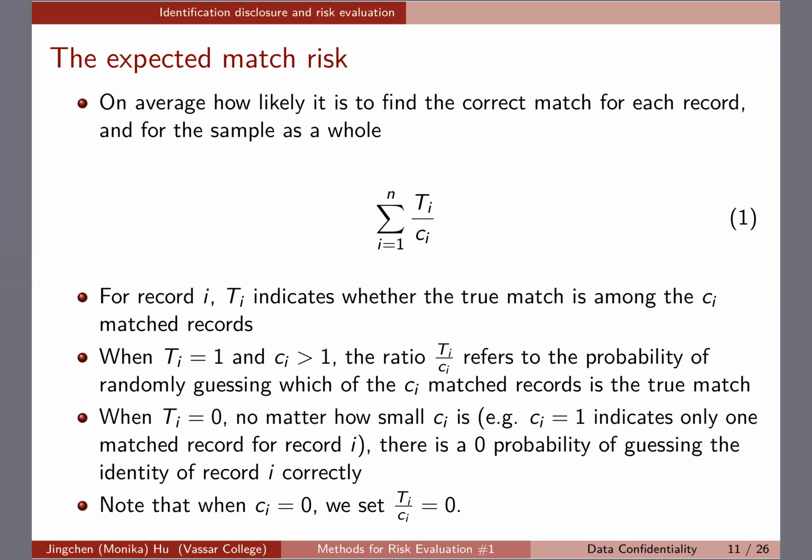Okay. One caveat in terms of computing is, what if you have Ci equals 0? Like there are no records to be matched at all. In that case, we just set the ratio to be 0.